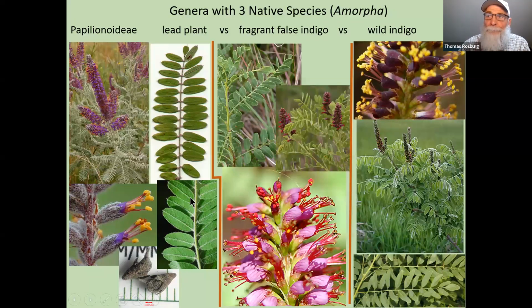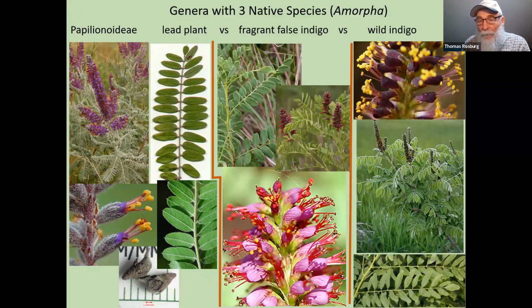Well, for separating these two from wild indigo, it's basically size. These are, again, semi-shrubs at the most, no more than 1.5 meters tall, whereas wild indigo can easily be more than that. It's usually always over 1.5.